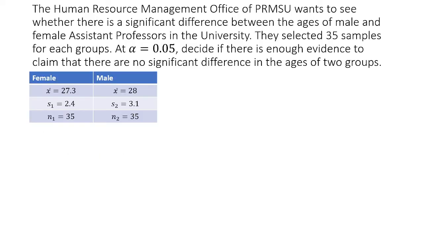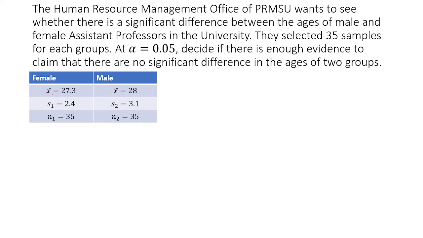I have two examples here. So for the first example, the Human Resource Management Office of PRMSU wants to see whether there is a significant difference between the ages of male and female assistant professors in the university. They selected 35 samples for each group and at 0.05 decide if there is enough evidence to claim that there are no significant differences between the ages of the two groups. So, nakasulat na dyan yung ating mga given.